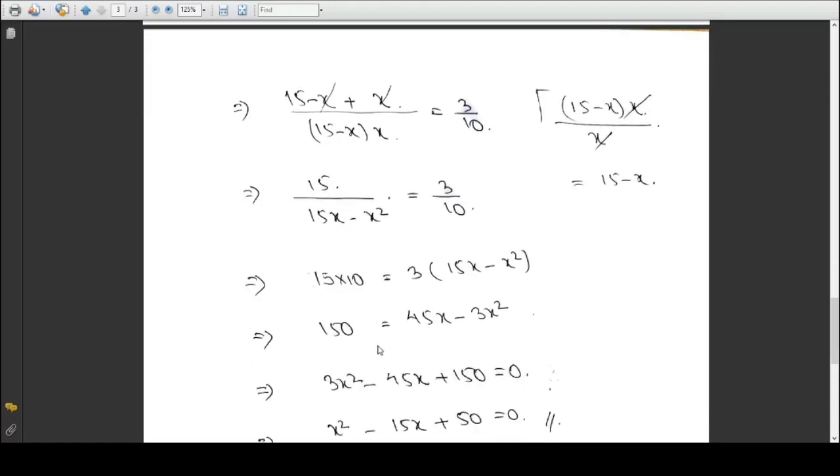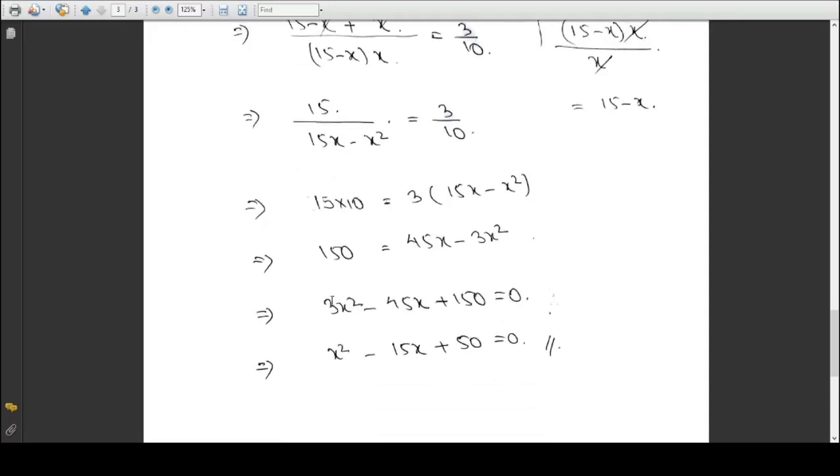Now this whole right hand side you bring to the left. The minus will change to plus, so there's 3x square. 45x will change to minus 45x, and on the left side we have 150, which is plus. On the other side we have 0, since we have taken everything to the left hand side.